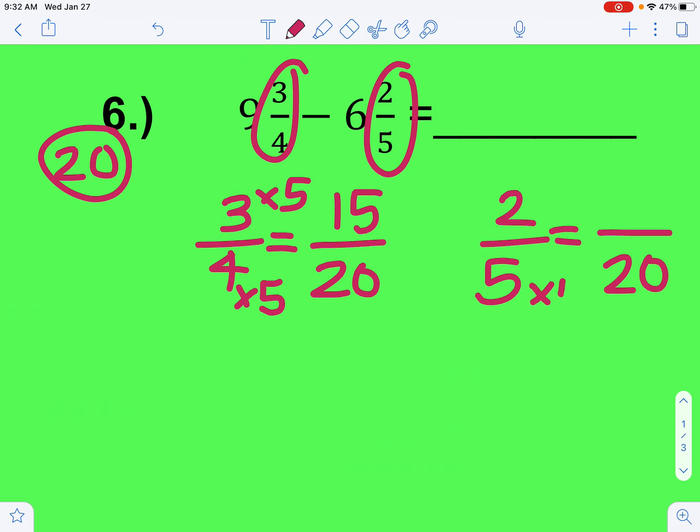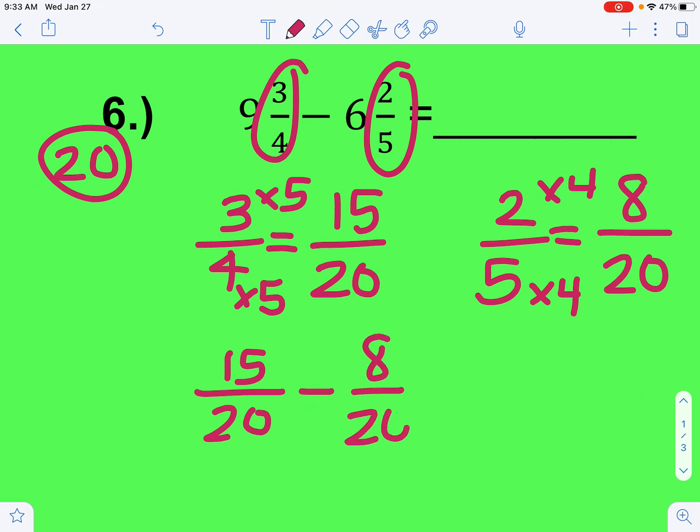Alright, our second one, 2/5. 5 times 4 gives us 20. What we do to the bottom, we have to do to the top. 2 times 4 gives us 8. Alright, so now we're really taking 15 over 20 minus 8 over 20.